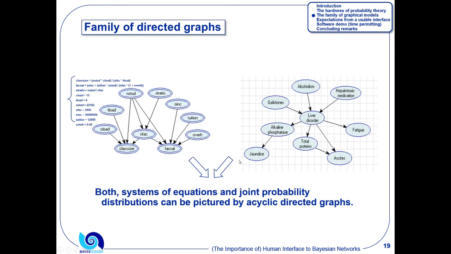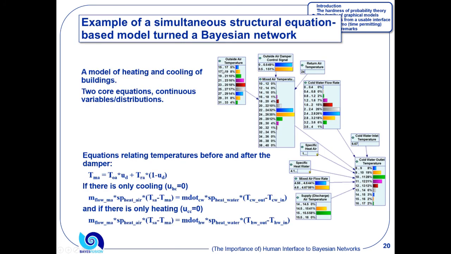A summary slide: systems of simultaneous equations and Bayesian networks are members of the same family, and they both can be pictured by acyclic directed graphs. What are the implications of that?